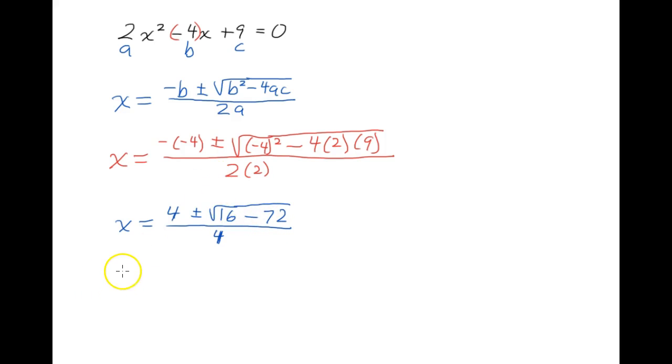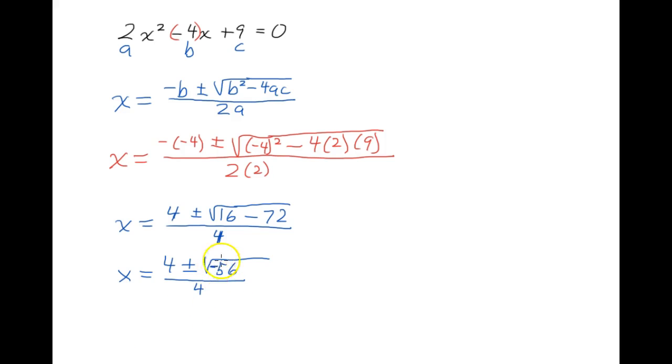And let's simplify that just a little bit more. That's x equals 4 plus or minus the square root of 16 minus 72. That is the square root of 56, all over 4. Now we're going to simplify this. Oh, that's a negative 56. That makes a big difference there. Negative square root of negative 56.